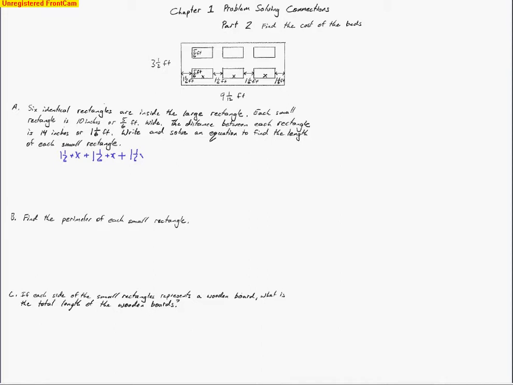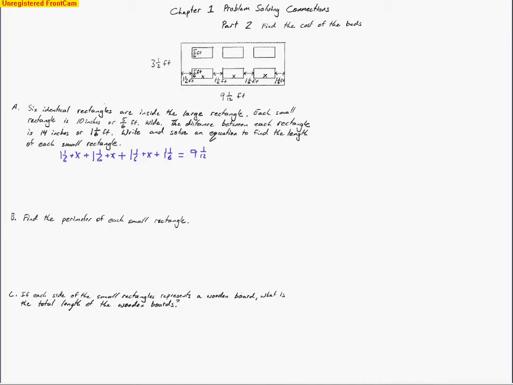And so go ahead and write in a plus another x there, and then one more 1 1/6, and then I've made it all the way across. See, 1 1/6, x, 1 1/6, x, 1 1/6, x, and 1 1/6. And the entire distance is given to us. It says it's 9 1/12.